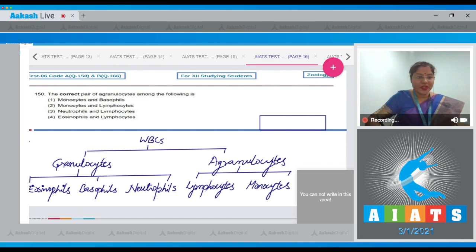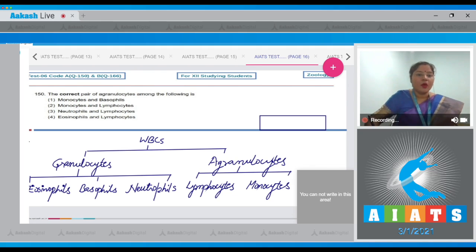Let's move on to the next question. Question number 150. The correct pair of agranulocytes among the following is: WBCs can be classified into granulocytes and agranulocytes on the basis of presence of granules in their cytoplasm. Granulocytes have granules in their cytoplasm, and in agranulocytes, granules are absent in their cytoplasm. Granulocytes are eosinophils, basophils, and neutrophils. Agranulocytes are lymphocytes and monocytes.